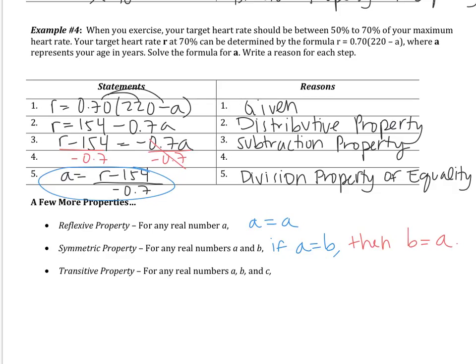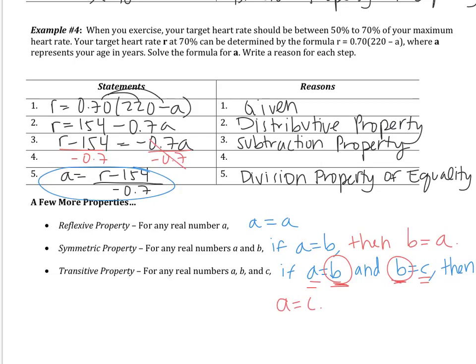Okay, and then the transitive property. For real numbers A, B, and C, if A equals B and B equals C, then, okay, so A is equal to B, B is equal to C, so B is kind of our bridge. This will tell us that A equals C. So transitive property looks a little bit like substitution. But if I have 2 statements of equality and they have one side in common, so in this case B was our side in common, then the non-common sides are also equal.